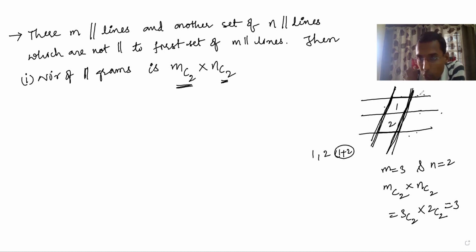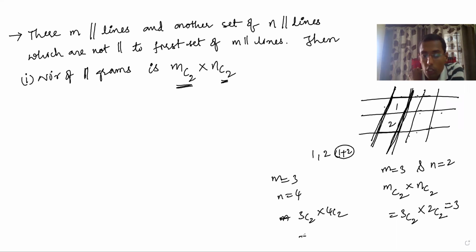Now I am going to give you another example. If you take, see here, you select like this. So m equal to 3 only, but n equal to 4. So you can see here, mC2 means 3C2 into 4C2. 3C2 is 3, 4C2 is 6. So 18 parallelograms you are going to get. So what is that? 1, 2, 3, 4, 5, 6. 6 small plus how many big.